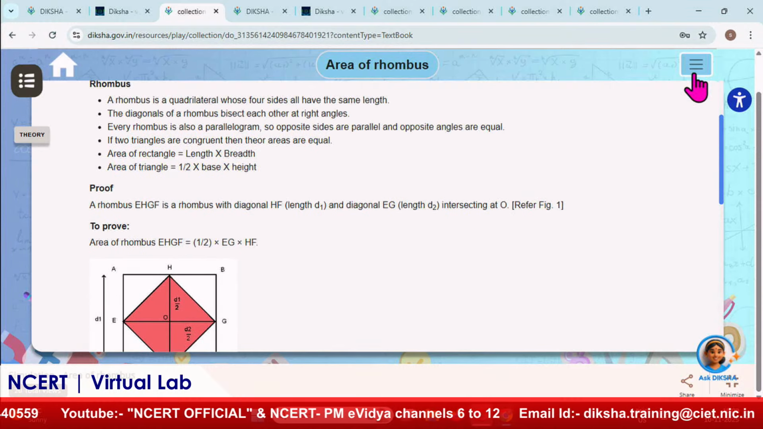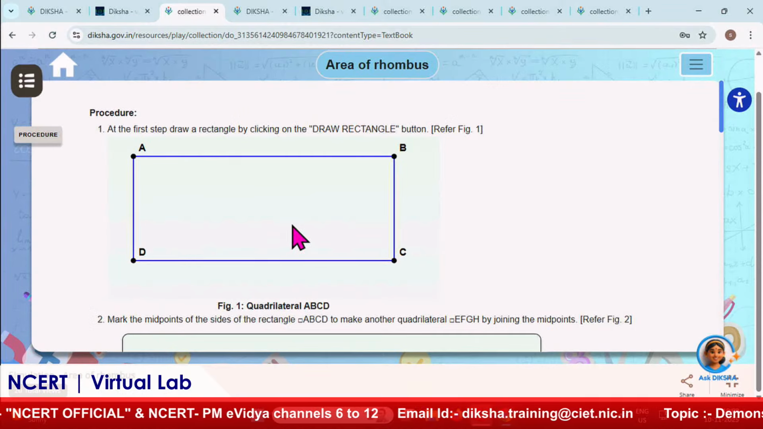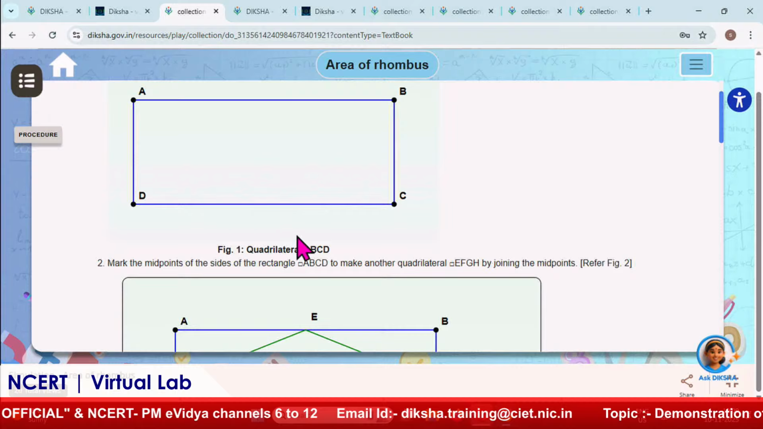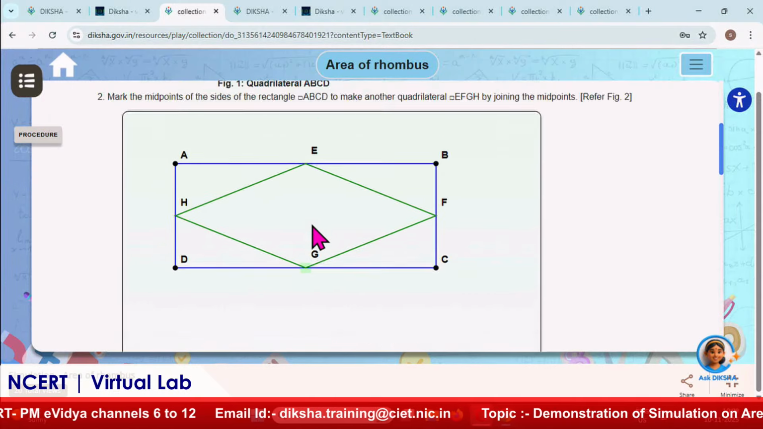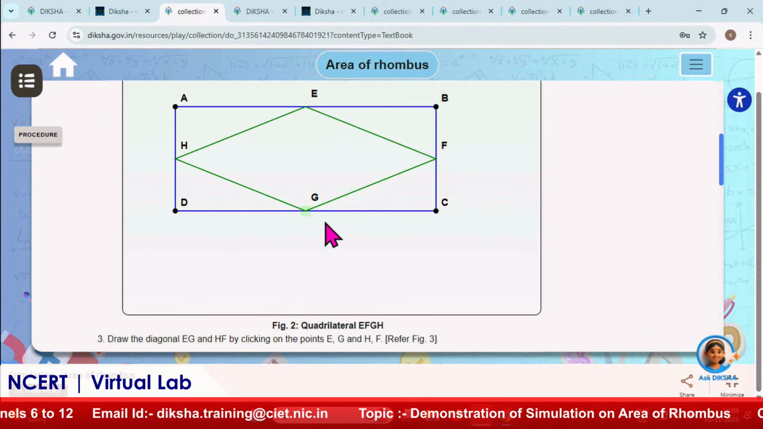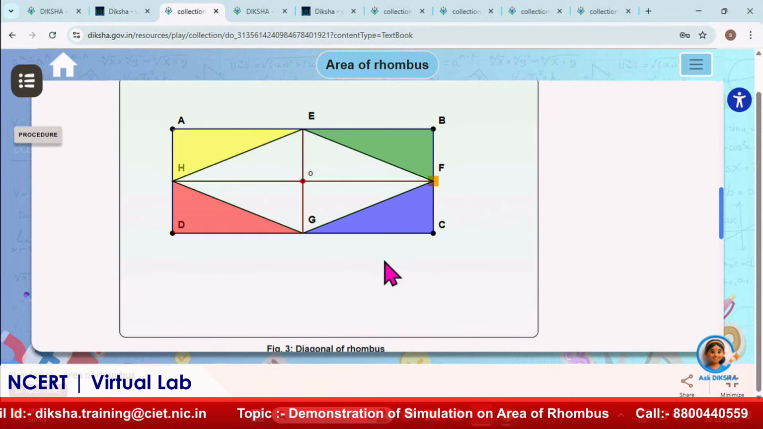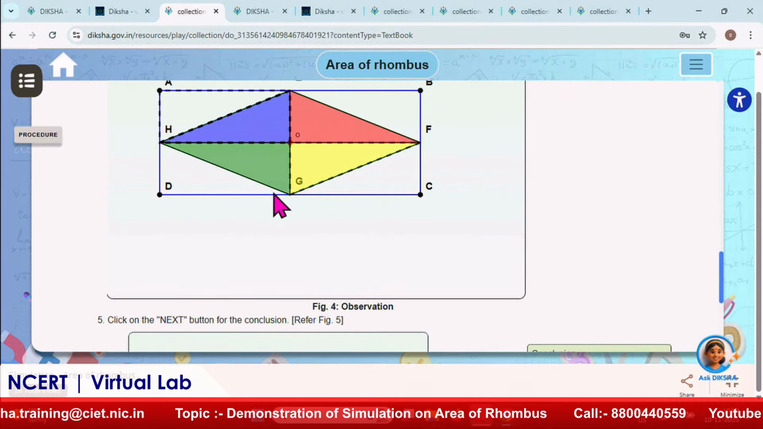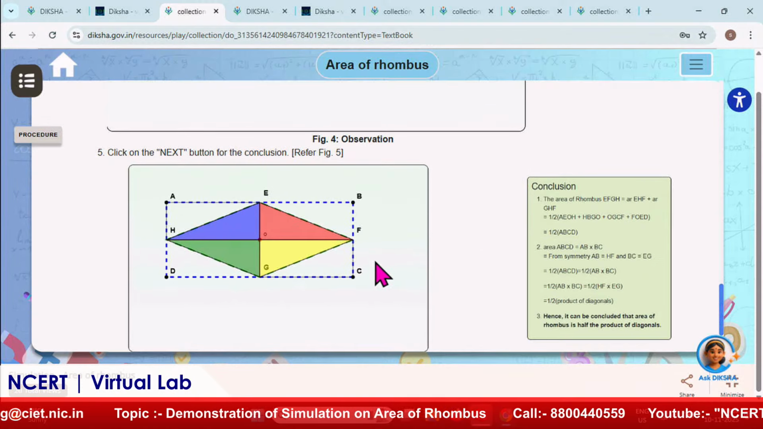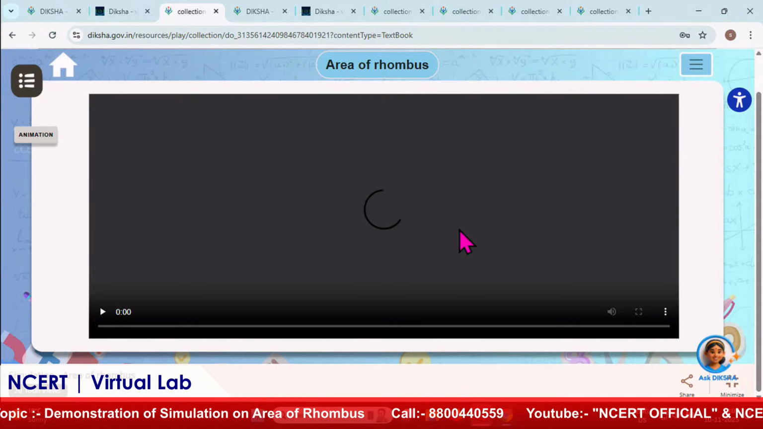Now the next part is the procedure part. This is the picturized version of the simulation. What we are going to perform in the simulation is: first the parallelogram is given, then we pick the midpoints and make it this way, and then collect the colored part, and this way we can find the area of the rhombus.